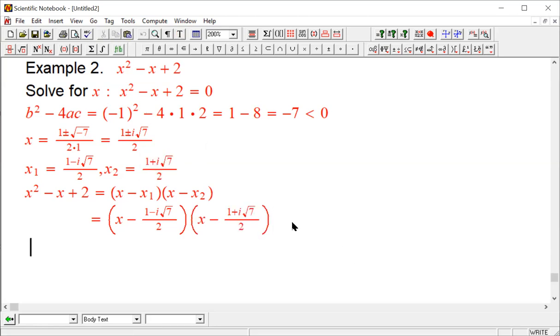And if you'd like to organize the terms a little bit, you will get x minus half plus i times root 7 over 2, and the other one would be x minus half minus i times root 7 over 2.